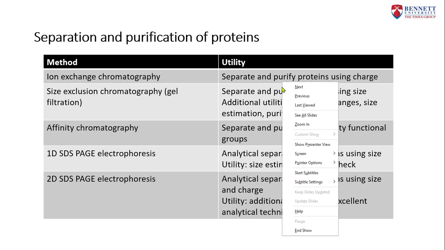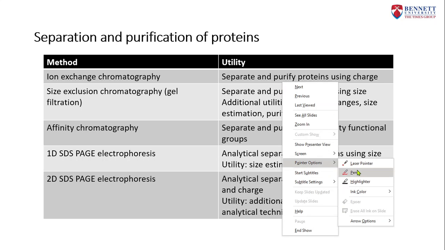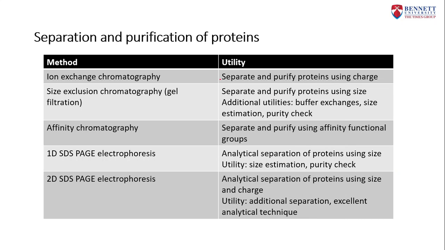So we have learned ion exchange chromatography and its utility in separating and purifying proteins of different charges. Then we have learned of size exclusion chromatography, where we have separated proteins using size. This can also be used for buffer exchange, size estimation, and purity check. Then we have learned about affinity chromatography, where we have separated and purified proteins using affinity functional groups, and we have specifically looked at the example of His-tag proteins.